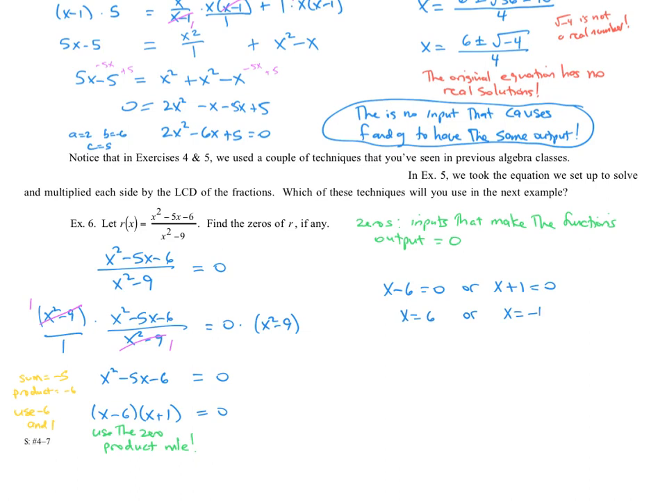Now, we should make sure that the numbers that we found are in the domain of the original function. If we plug 6 in for x, we won't be dividing by 0. The same thing for negative 1. The only numbers we couldn't use as inputs into r are 3 and negative 3. So the zeros of function r are 6 and negative 1.